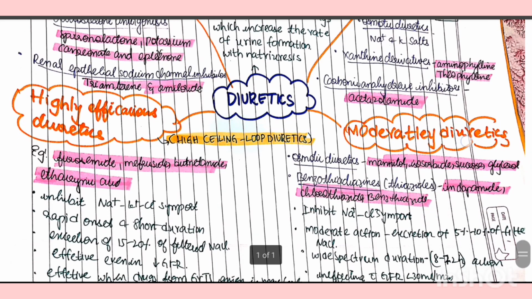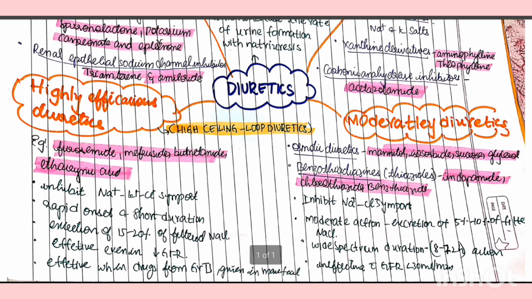In moderately efficient diuretics we have the mnemonic OB. O stands for osmotic diuretics and B stands for benzothiazides. In osmotics, for the examples we have the mnemonic MISS G: M stands for mannitol, G stands for glycerol, I stands for isosorbide and S stands for sucrose. Thiazides: anything which ends with IDE is a thiazide, like indapamide, chlorothiazide, benzothiazide. Coming to high efficacy diuretics, we have furosemide and ethacrynic acid.